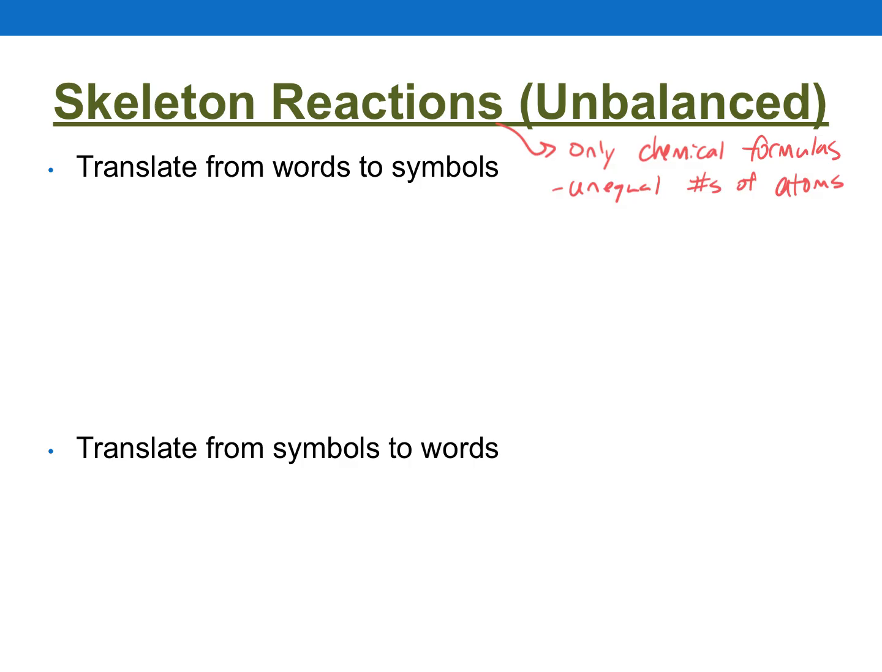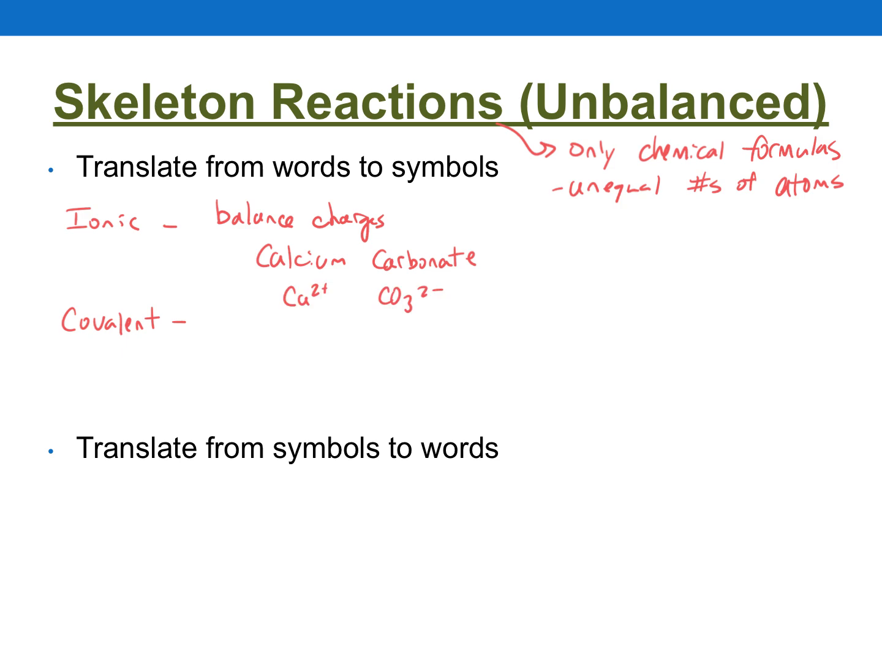Now let's first start talking about translating from words to symbols. Of course, these chemical reactions are going to have ionic substances. They're going to have covalently bonded substances. And you need to remember all of your rules that you learned about in first trimester for translating from words to symbols. For ionic, for example, it's all about balancing charges. It's all about making your pluses and your minuses cancel each other out. So when I say calcium carbonate, you can take calcium and carbonate, identify their charges, and translate that to the proper symbols. Or if I use covalently bonded substances with prefixes like sulfur trioxide, well, you know that it's sulfur and 3 oxygens.